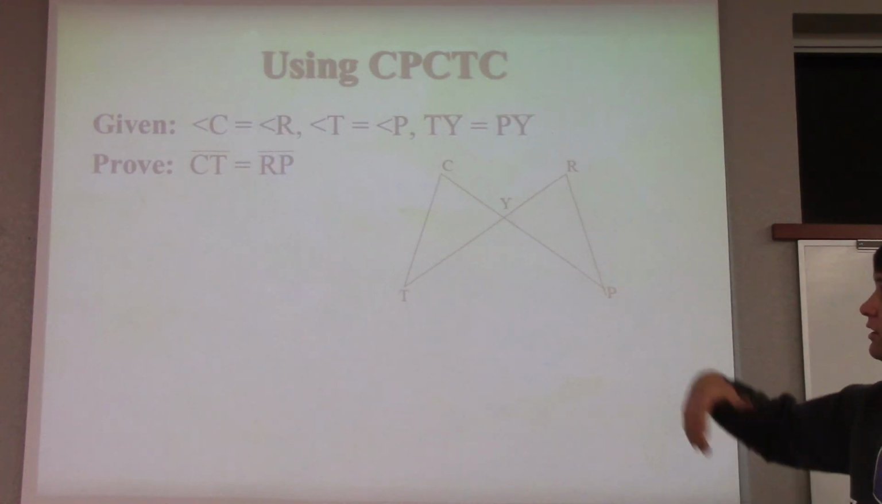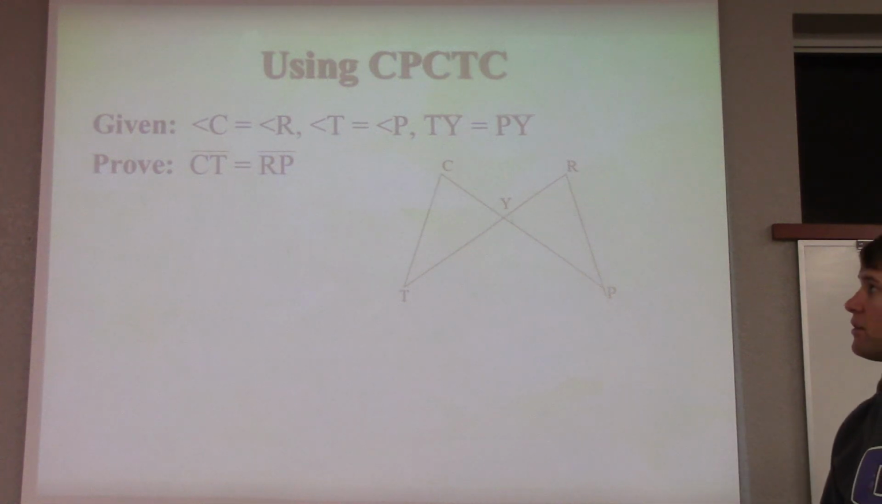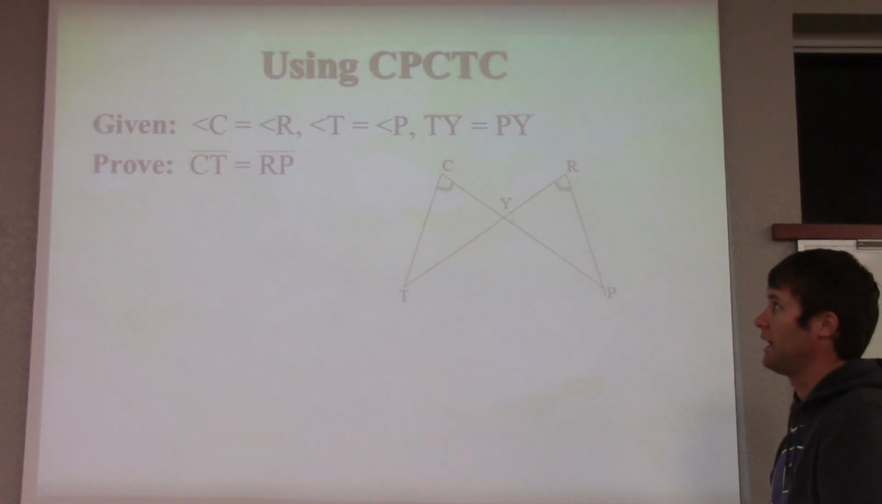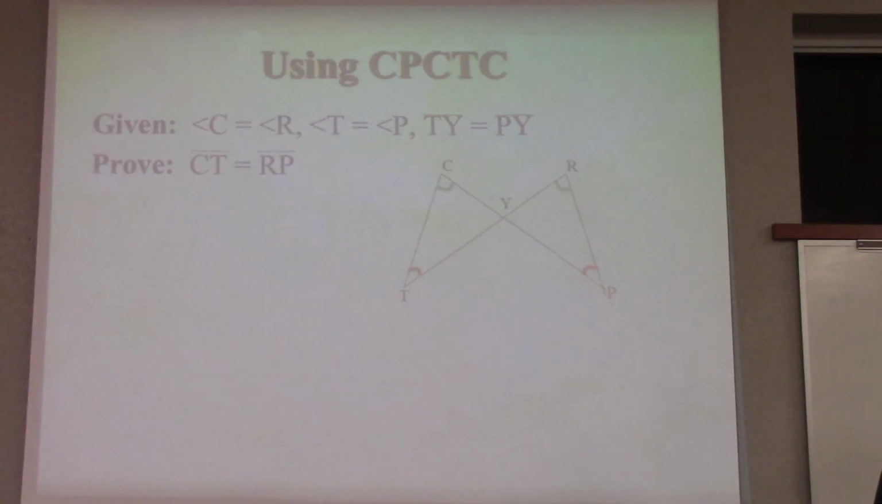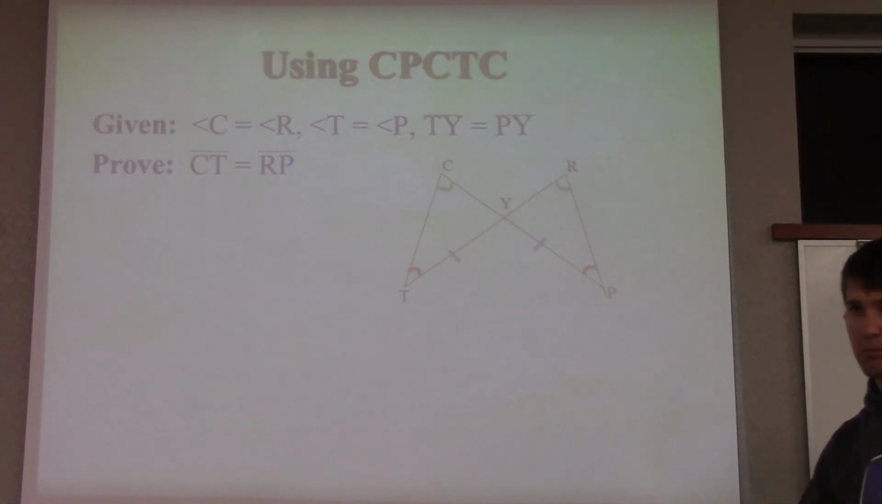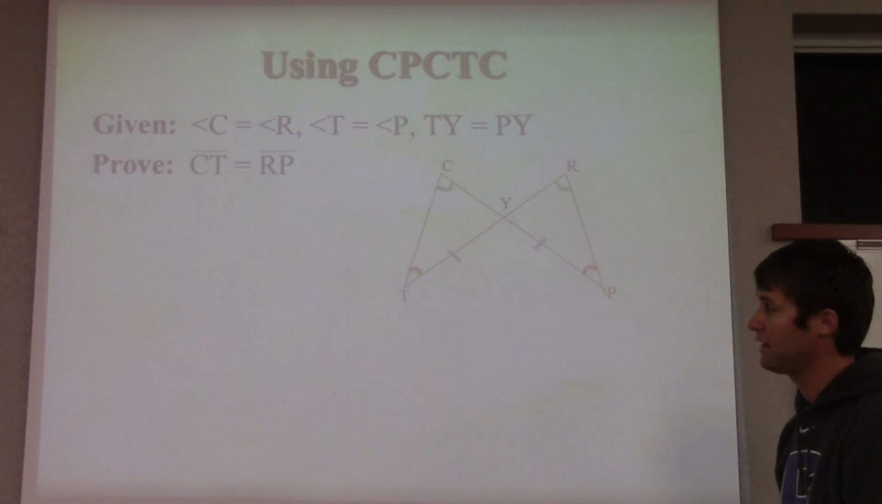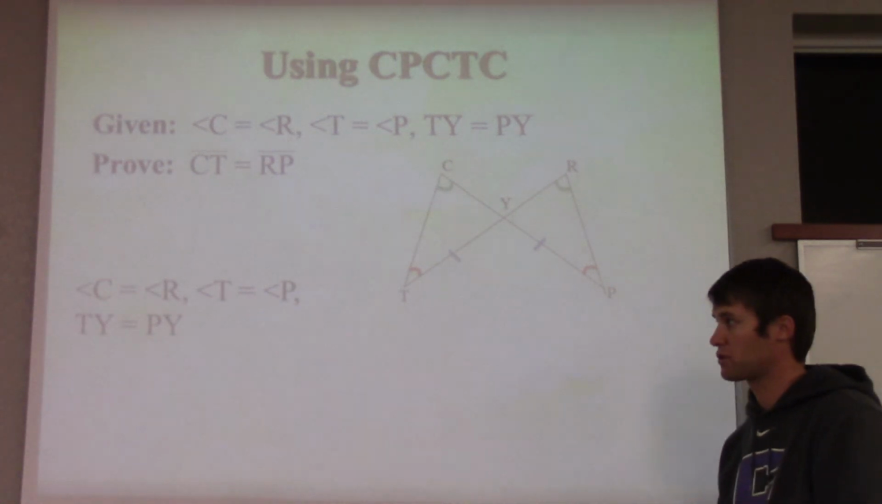Come here. What do they give us? Angle C is equal to angle R. Angle T is equal to angle P. And we also know that TY is equal to PY. So they give us this. They give us everything we need. Remember, for proof, we need three things. They actually give it. So write down all that we know is true.